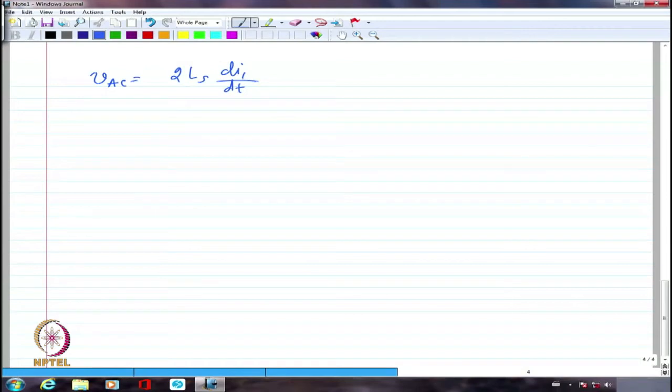Now I can write this as VAC dt. Instead of writing dt, let me write d(omega t)/omega equal to 2Ls into dI1. I have not done anything else, just brought dt to the other side. Instead of writing dt, I have written d omega t, so I have written an omega at the bottom. That's all. Nothing more than that.